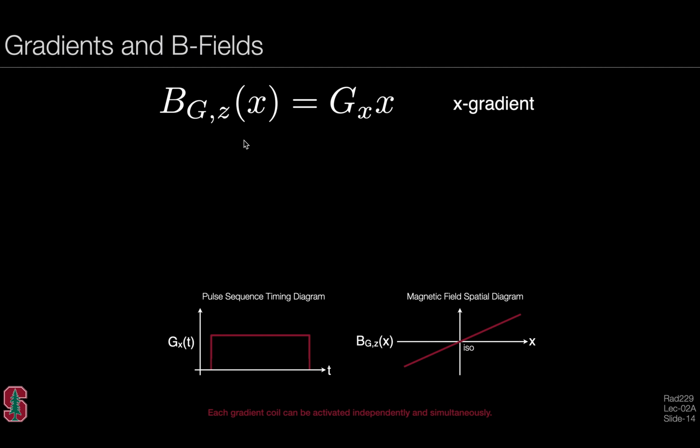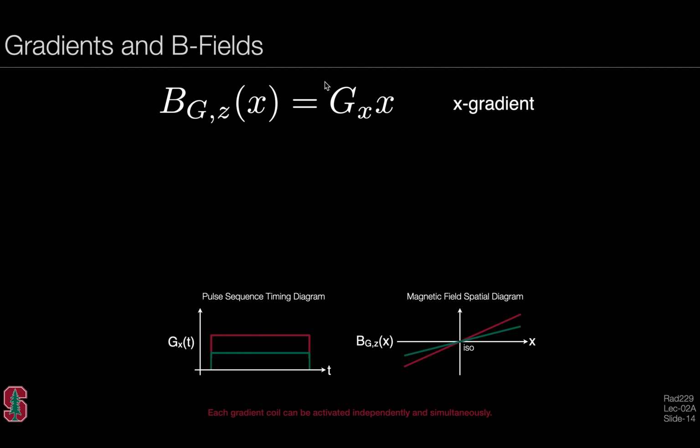Okay, so let's look at how we actually use gradient fields. This is an X gradient again, and this is what we call a pulse sequence timing diagram. It's just an example of when we turn a gradient on. So we're turning the GX gradient on. It stays on with constant amplitude for some period of time, and then we turn the gradient off. What that means as a function of space is that at any point in time when this gradient is turned on, we have a magnetic field gradient across the X direction. And so the B field that points in the Z direction becomes a function of X.